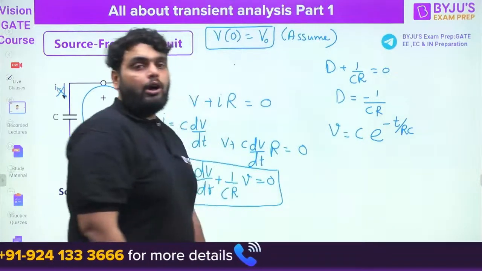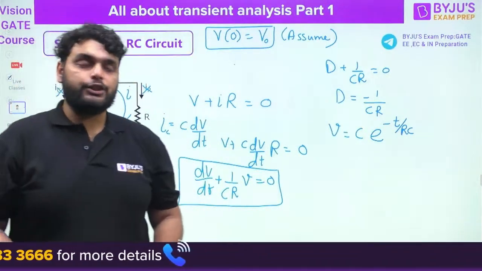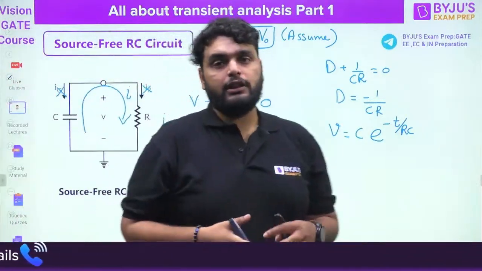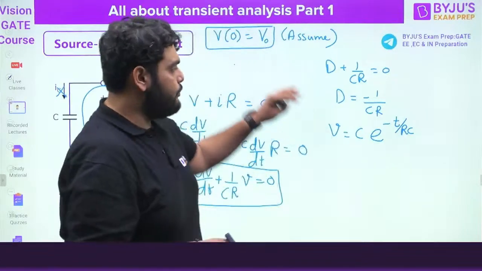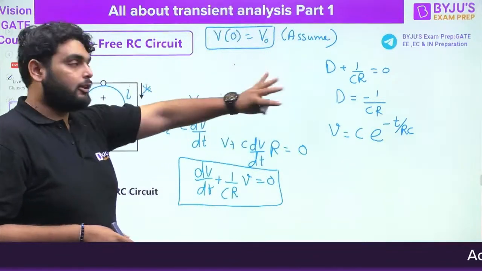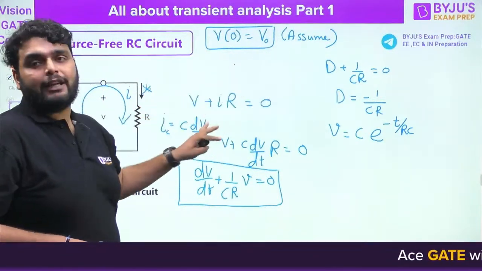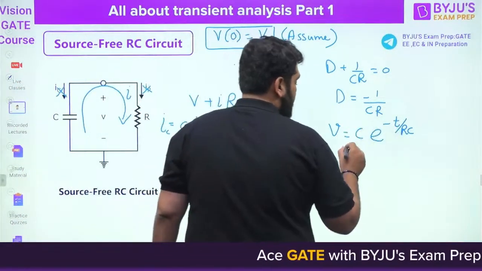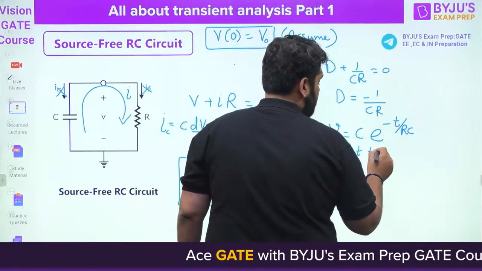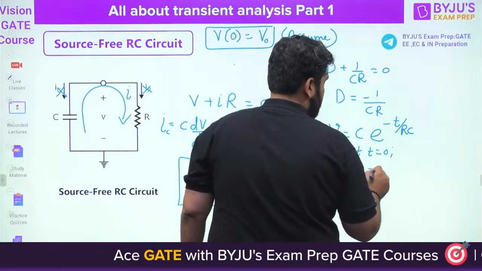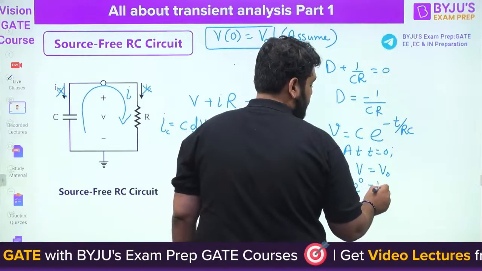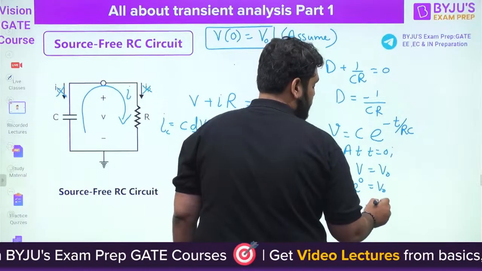If you know how to solve the differential equation, then this method is easier for you because you learn differential equations in mathematics. I'm using a mathematics concept only here, nothing from network analysis. Now this C is a constant. So I can put at t equal to 0, V is equal to V0. It means C e raised to power 0 is equal to V0, so C is equal to V0.